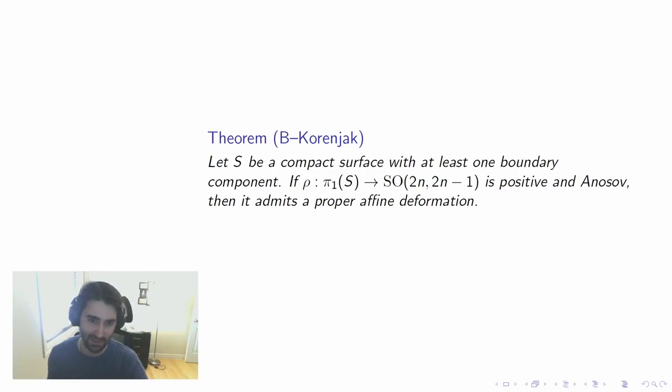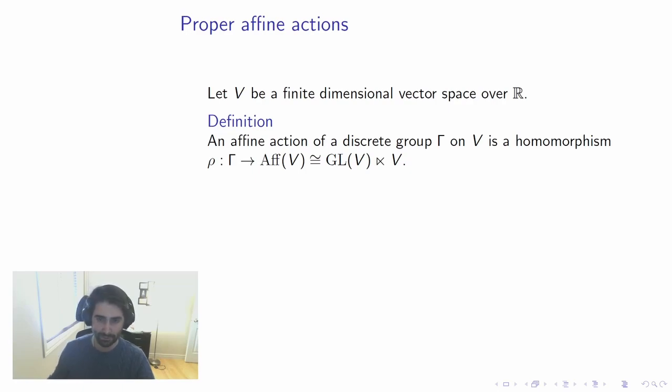Okay, so let's talk a little bit about what these things mean. If you have a vector space over R, an affine action of some discrete group on it. It doesn't need to be a discrete group to define an affine action, but in this talk, we will only be interested in discrete groups acting on finite dimensional vector spaces. So it's just an action on V by affine transformations. The affine group can be written as a semi-direct product of the general linear group with the vector space itself acting by translations.